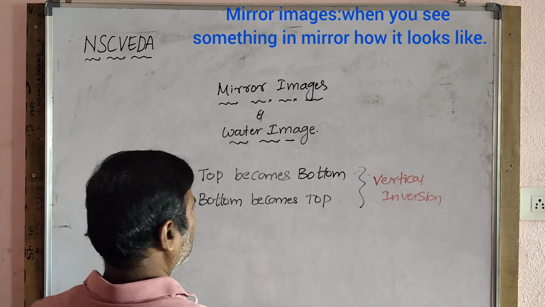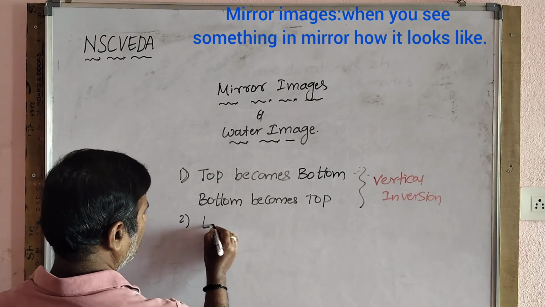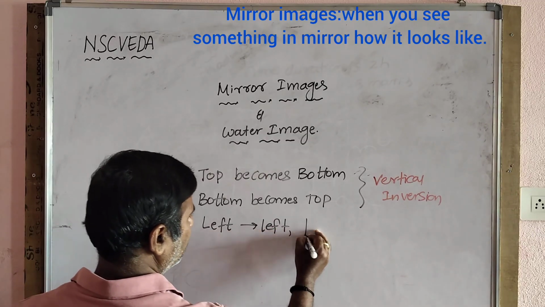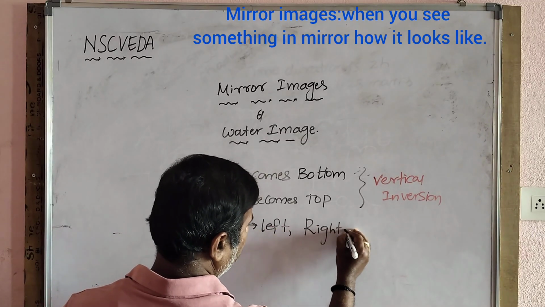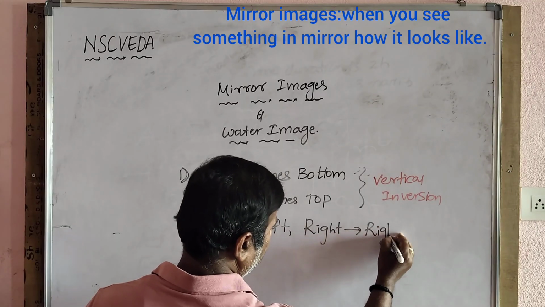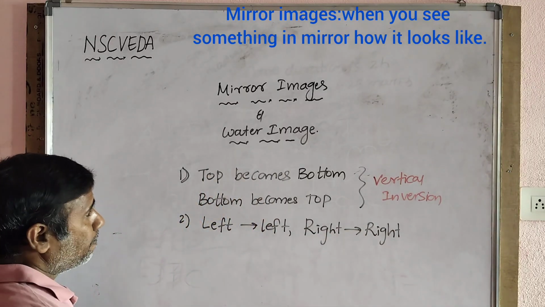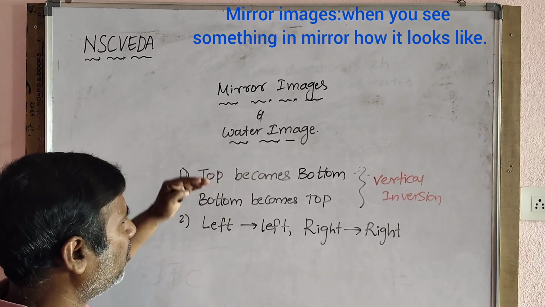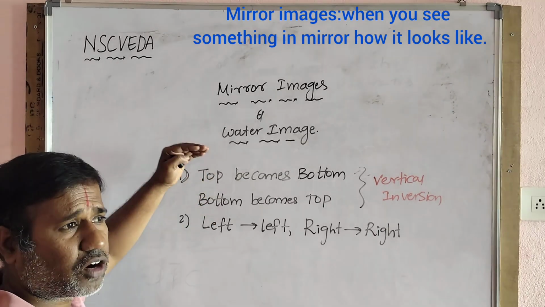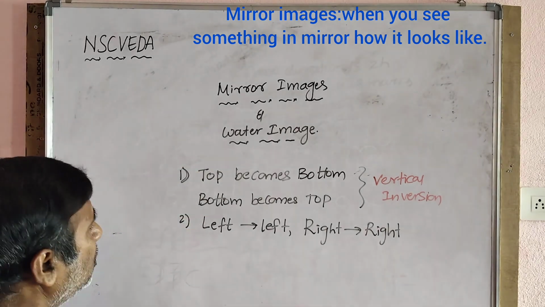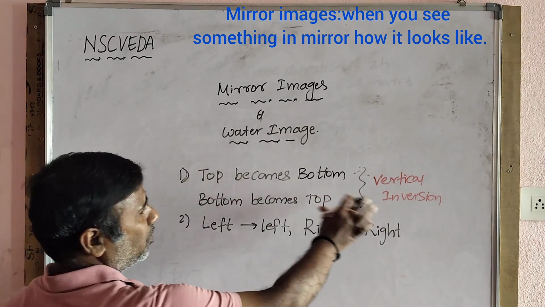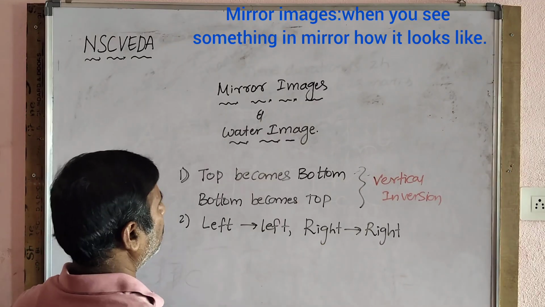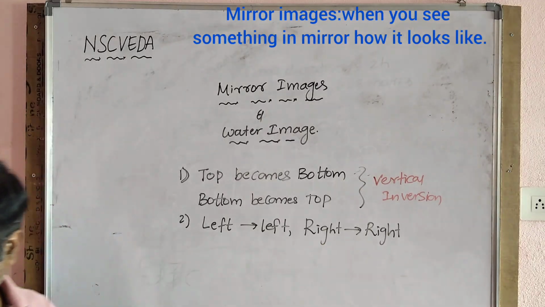Top becomes bottom, bottom becomes top. Left is left, right is right. Right will look like right only, left will look like left only. Okay, so this is about near and far. When top becomes bottom and bottom becomes top, some nears will look like far, and far will look like near. So these things are important. Here a vertical inversion will happen, and left will be left only, right will be right only. So how to solve the water image question?